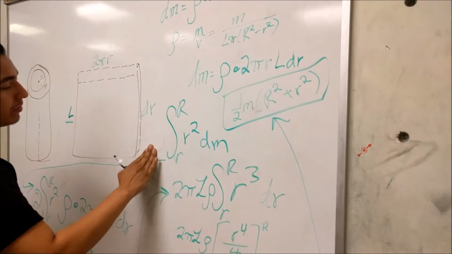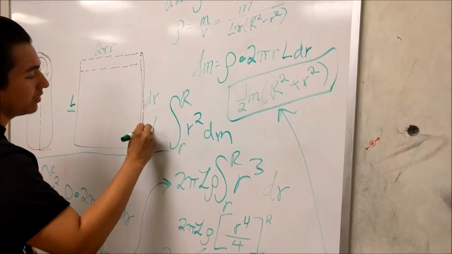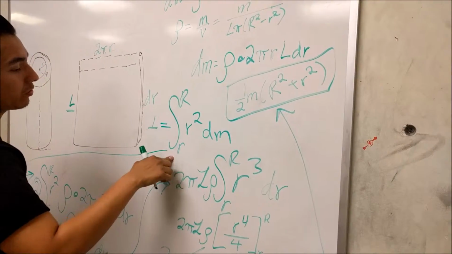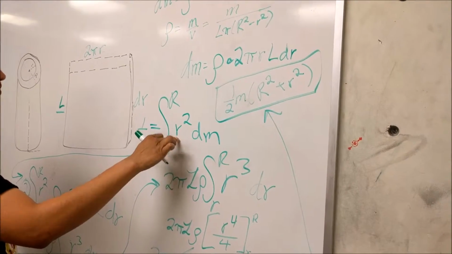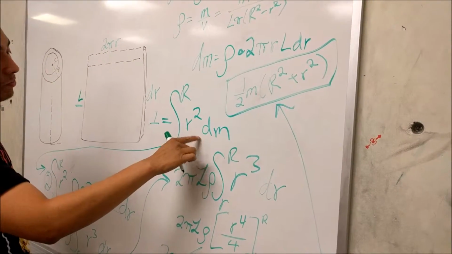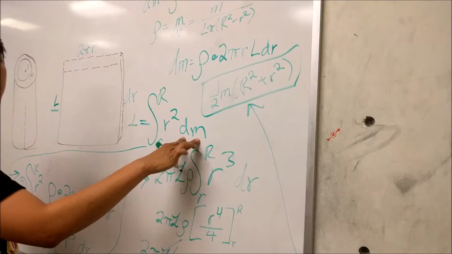Then we have inertia equaling the integral from the smaller radius to the bigger radius of r squared times dm, the change in mass.